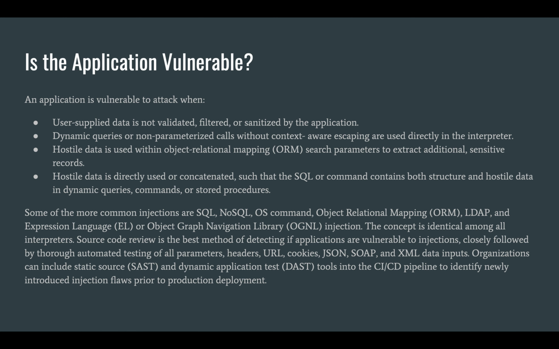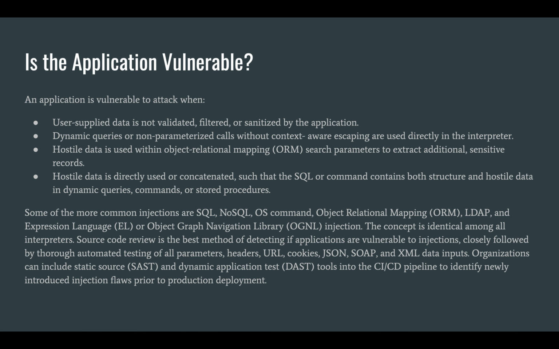How can we check whether our application is vulnerable or not? Let's see. An application is vulnerable to attack when user supplied data is not validated, filtered, or sanitized by the application, which means raw data which has been directly inserted by the user is directly executed. Dynamic queries or non-parameterized calls without context-aware escaping are used directly in the interpreter.